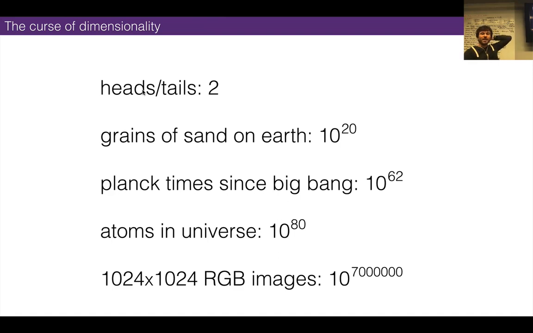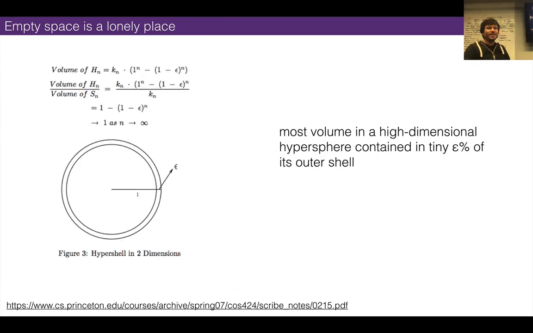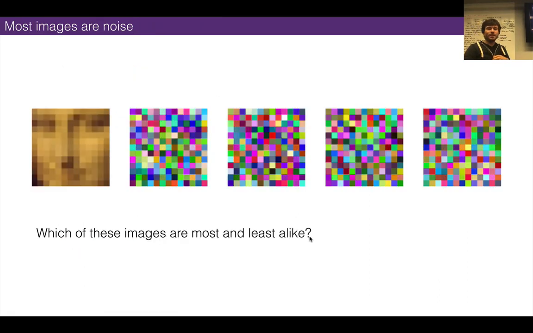Atoms in the universe, 10 to the 80th. Number of 1024 by 1024 RGB images is 10 to the 7 millionth or something like that. Yeah, so really crazy. I'm going to skip. I really like this stuff, but I think I mentioned the whole eggshell idea. This is actually the eggshell slide. The volume of a hypersphere in many, many dimensions, almost all of the volume is inside the shell. It's just one of those weird math things that people like me are really into.